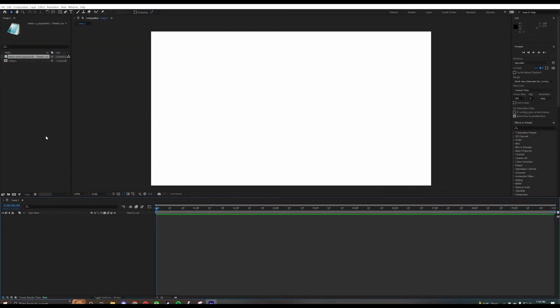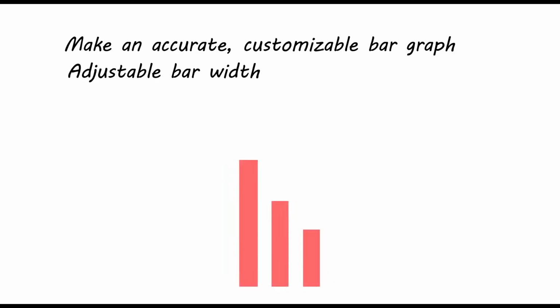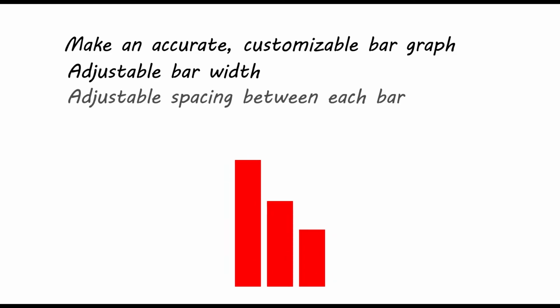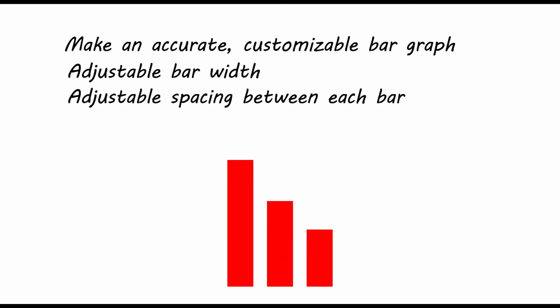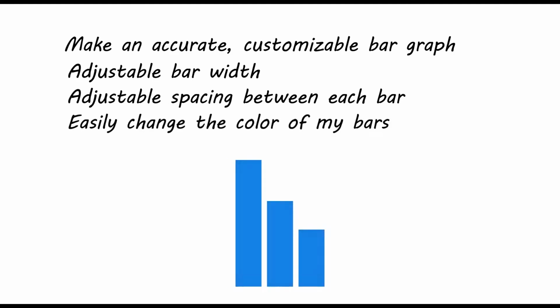Before I start, I want to write out my goals for this project. I want to make an accurate bar graph using the values in my CSV file, but I also want to make it customizable in case I want to easily edit it later. I know that I want to be able to adjust the width of my bars. I want to control the spacing between each bar. And lastly, I want to add a color picker so I can change the color of my bars later.